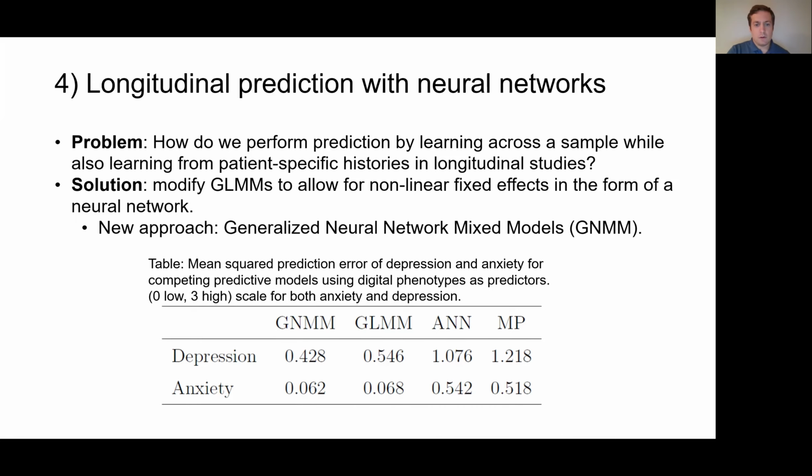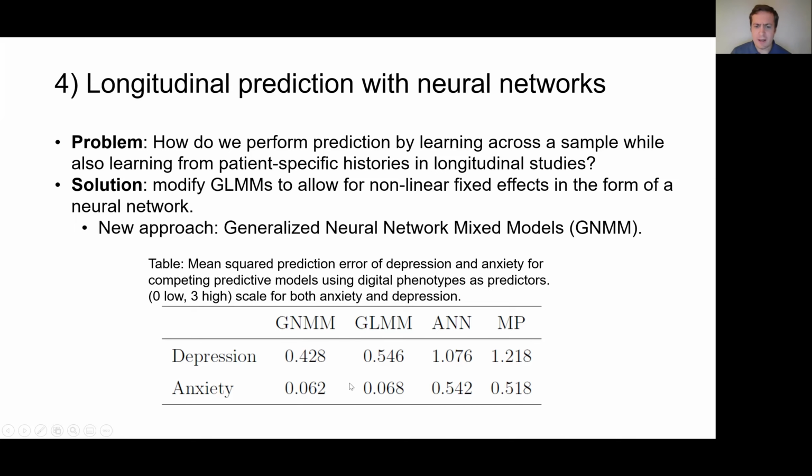These are with patients with depression and anxiety. We wanted to see how well we could predict their depression and their anxiety using purely their passively collected smartphone data. And you can see here that our approach, GNMM, actually outperformed the competitors.